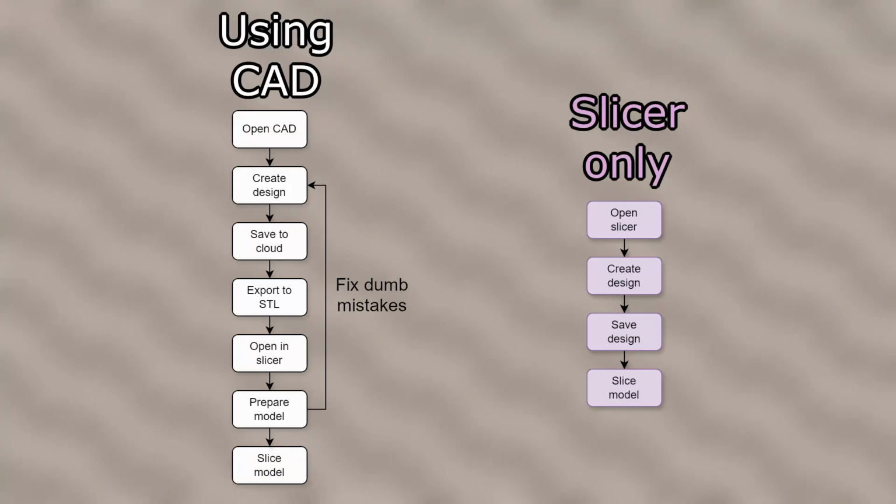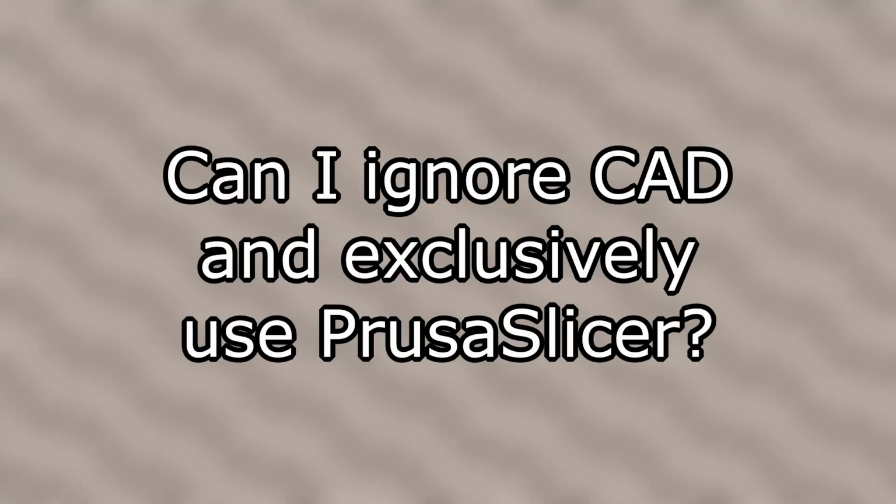However, if you design the model directly in your slicer, you don't need to worry about the cloud saves, exporting files, bouncing back and forth between programs, and conversion errors. Also, some tasks, like working with text and SVGs, can actually be easier than in some CAD programs. However, while PrusaSlicer can be a great option for quick and simple models, you probably don't want to use it for everything, especially for more complex and challenging models. Why? Because modeling in PrusaSlicer has a lot of limitations.